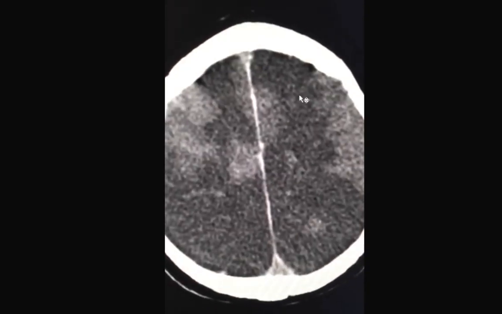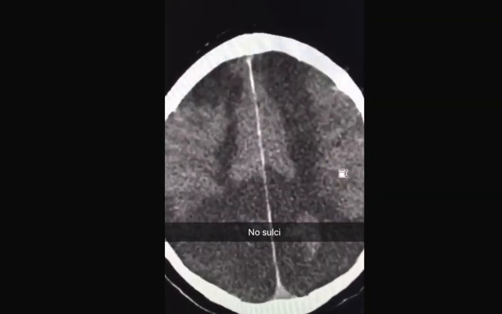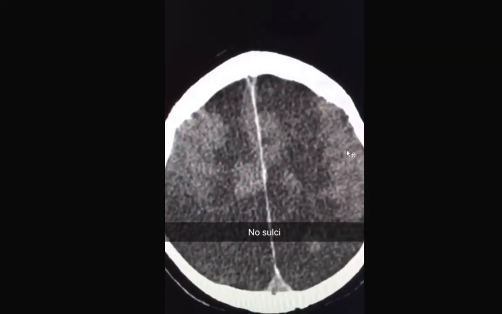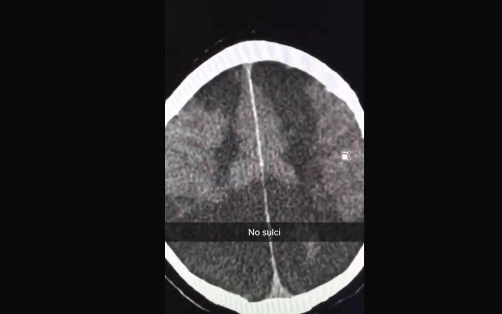There are bilateral extensive abnormalities in this 38-year-old male patient. Compared to a normal brain, there is absence of the sulci, which are all effaced and compressed due to significant increase in the intracranial pressure.